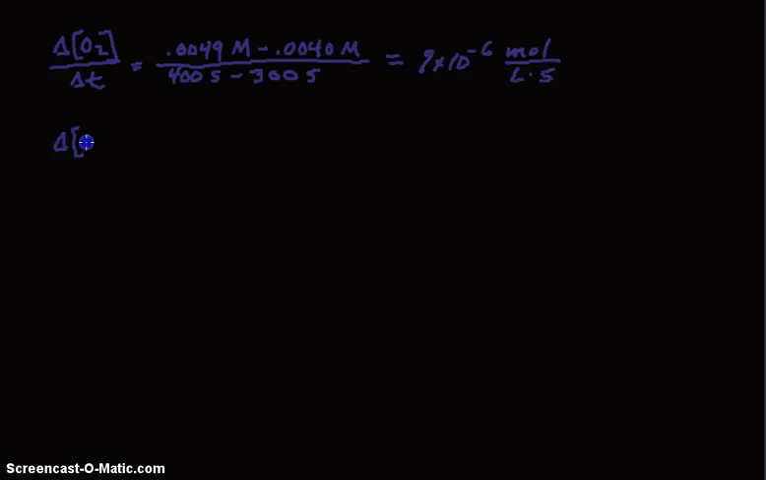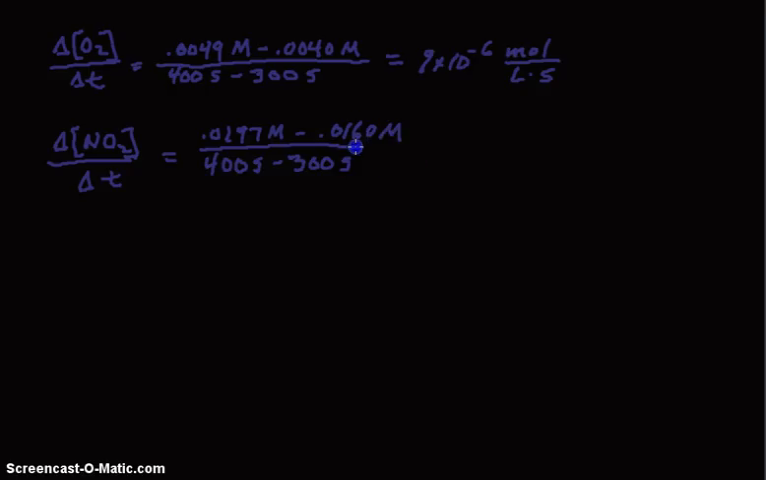And for the NO2, during the same time interval, the concentration at 400 seconds was 0.0197 molar, and at 300 seconds it was 0.0160 molar, and this works out to be 3.7 times 10 to the minus 5 moles per liter per second.